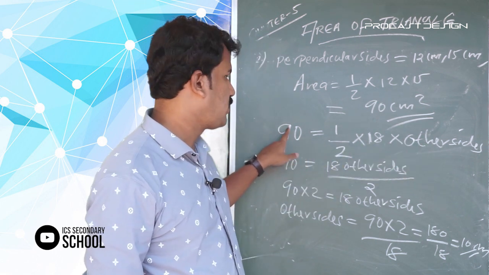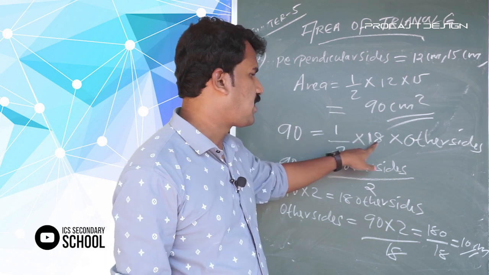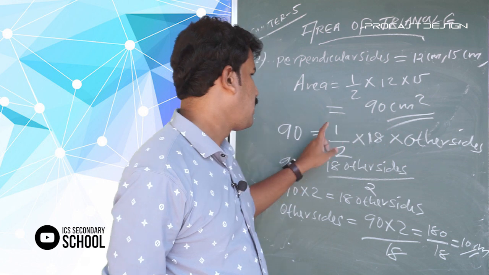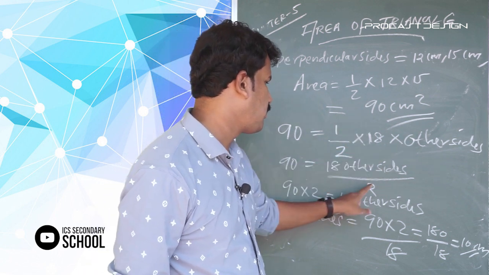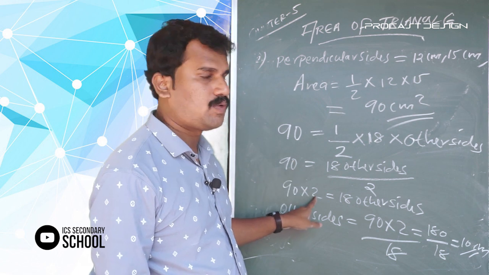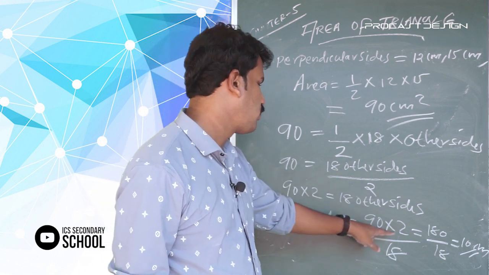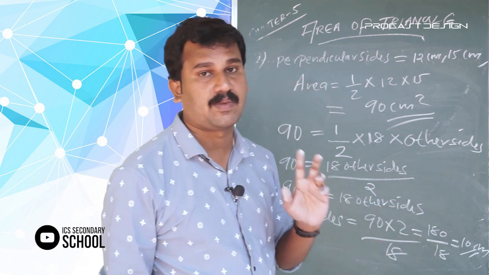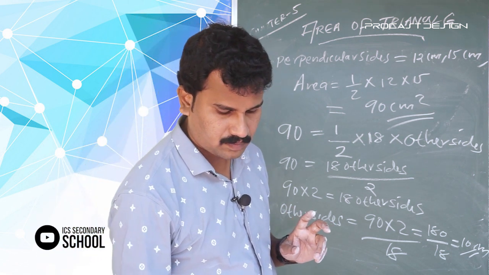So based on this area, 90 equals half into 18 into the other side, that is 90 into 2 equals 18 into the other side. Then the other side length equals 90 into 2 by 18, that is 180 by 18, equal to 10 centimeter long. Okay, 10 centimeter long.